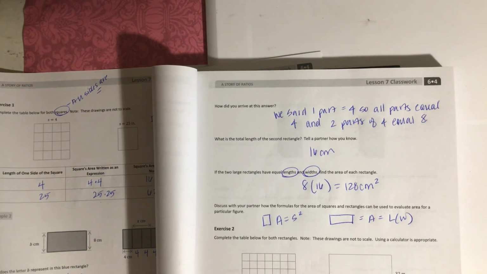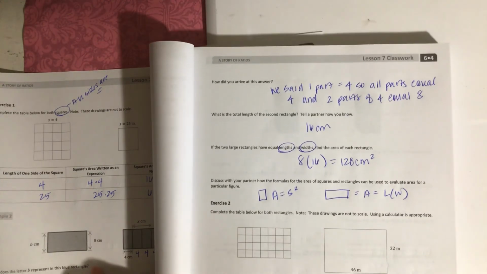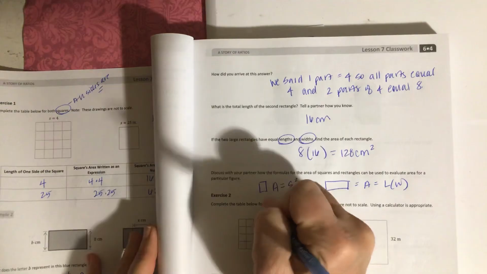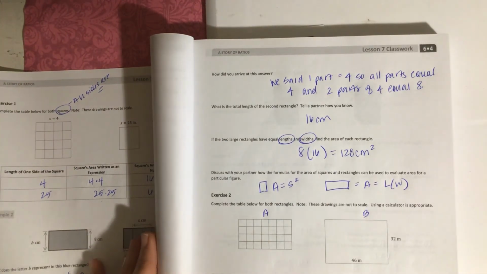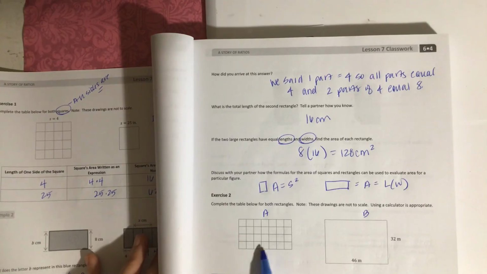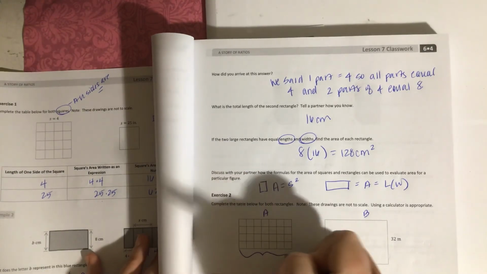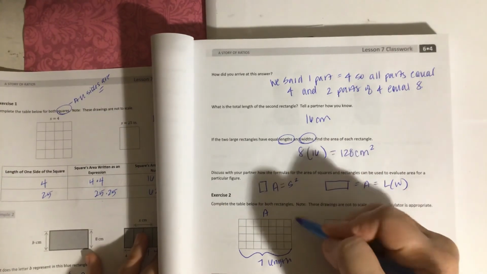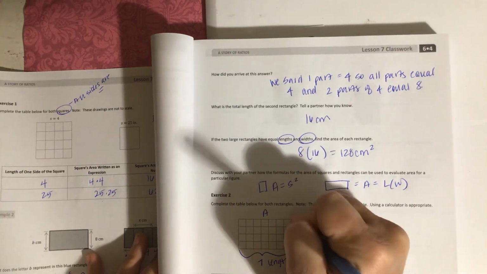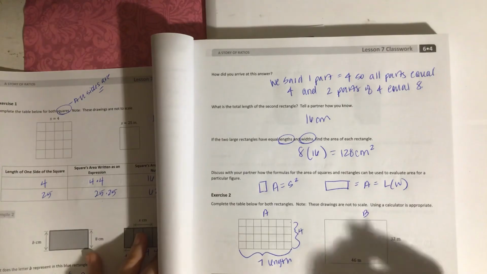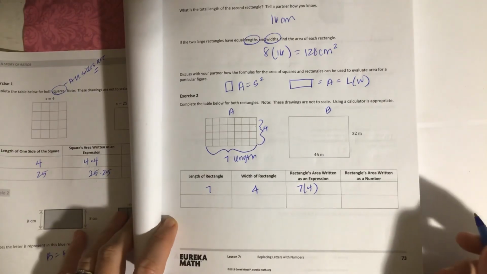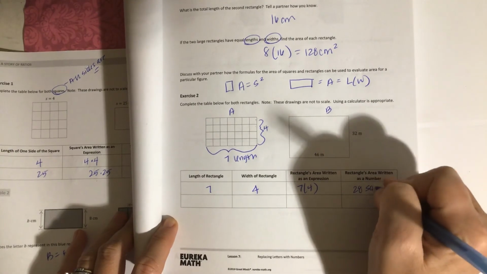Complete the table below for both rectangles. These drawings are not to scale. Using a calculator is appropriate. So let's look at our first one. We're going to name it A. We have length of the rectangle. 1, 2, 3, 4, 5, 6, 7. We have the width of the rectangle. 1, 2, 3, 4. It's how wide something is. The expression is written 7 times 4. And the area of the rectangle as a number is 28 square units.